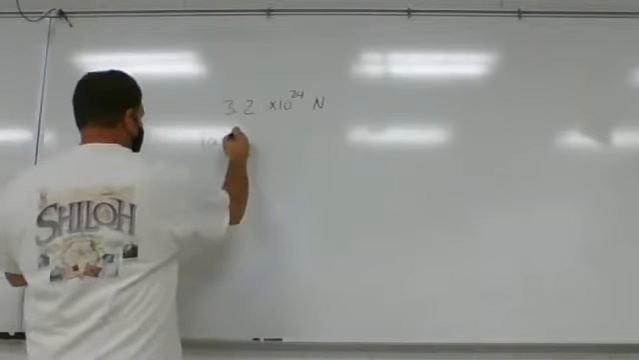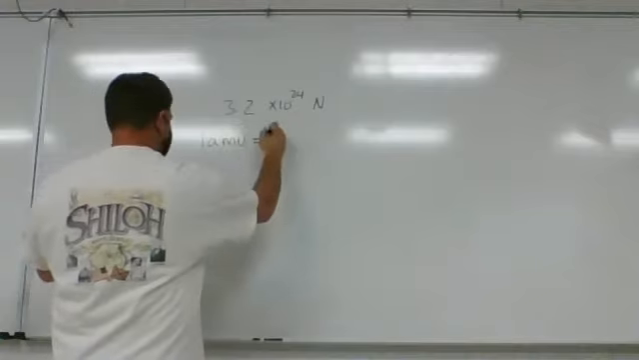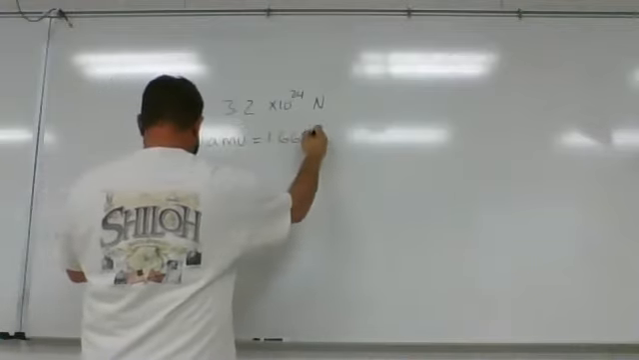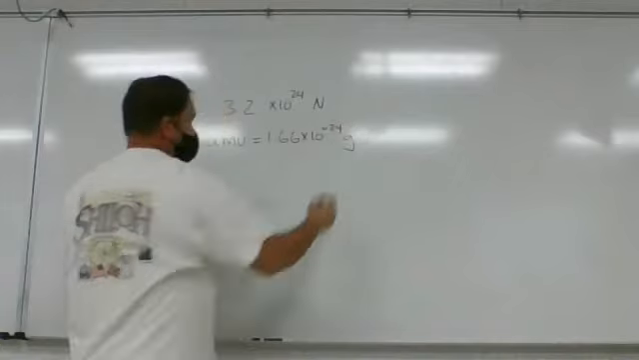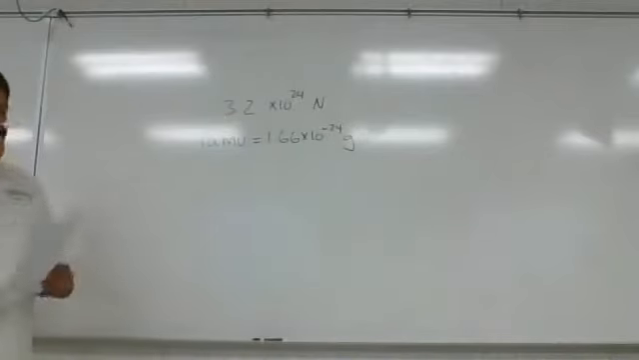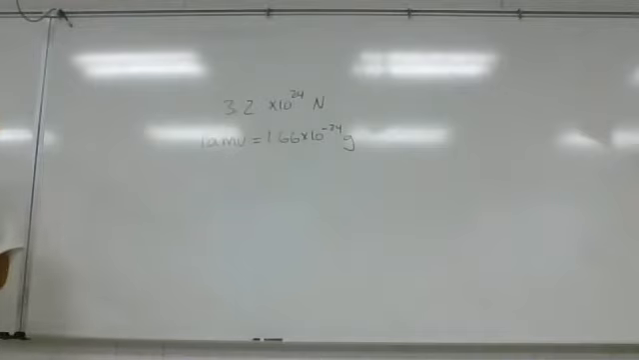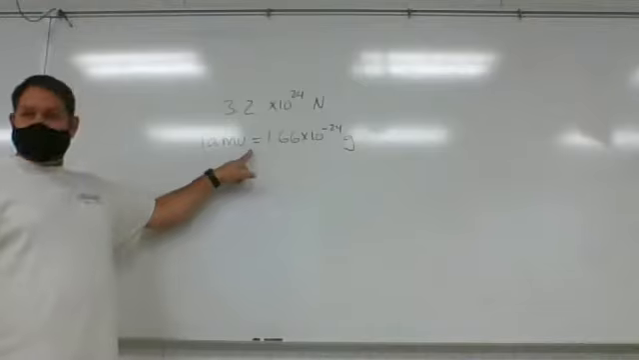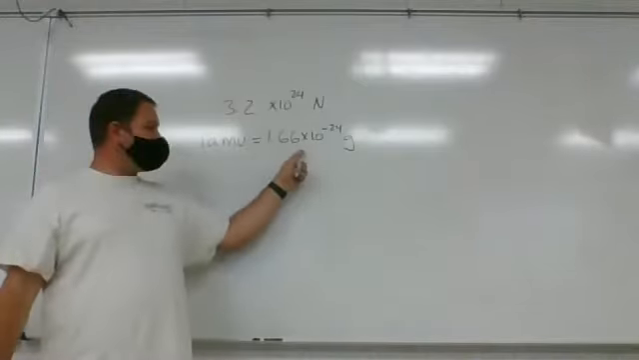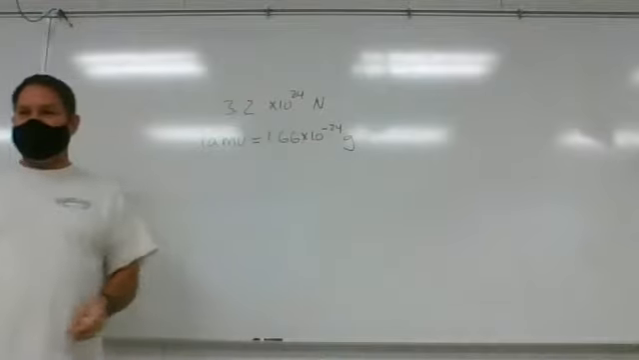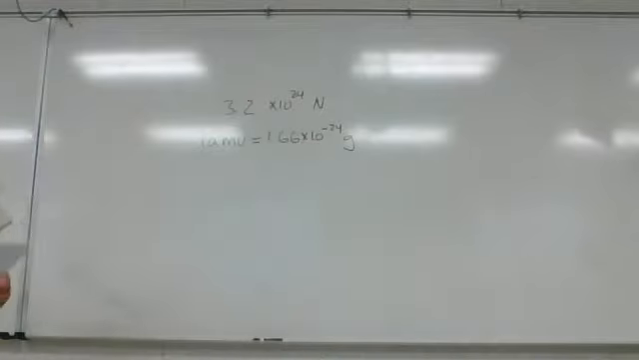One AMU is equal to 1.66 times 10 to the negative 24 grams. One atomic mass unit, one AMU, is equal to 1.66 times 10 to the negative 24 grams.